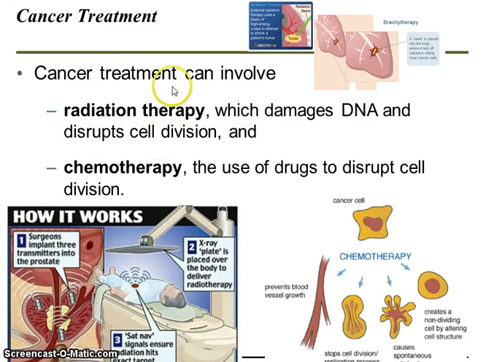So you can do radiation therapy. For example, here we've got prostate cancer, and they're putting in these transmitters, and then they put an x-ray over, and then they hit the targets of those transmitters for radiation. And then chemotherapy, that's use of chemicals. So here you've got chemotherapy drugs going in, causing cells to be unable to divide, or they can kill cells.